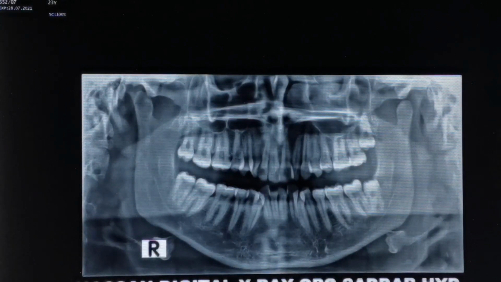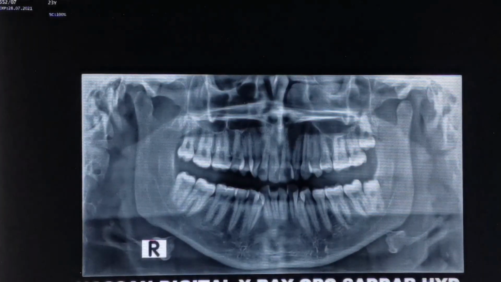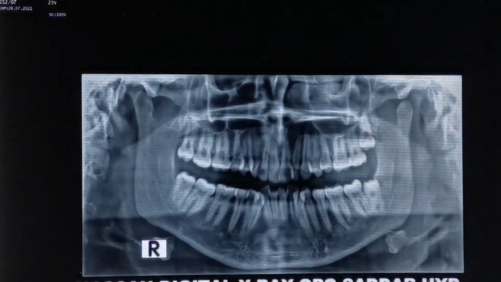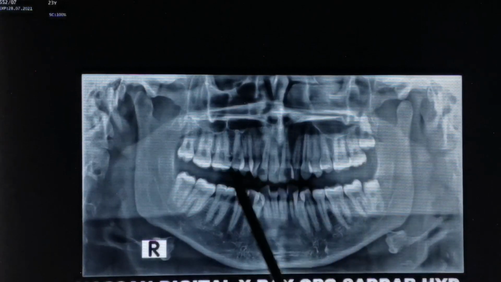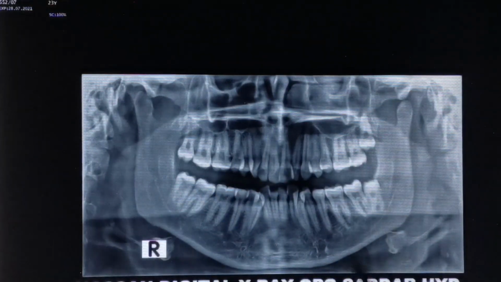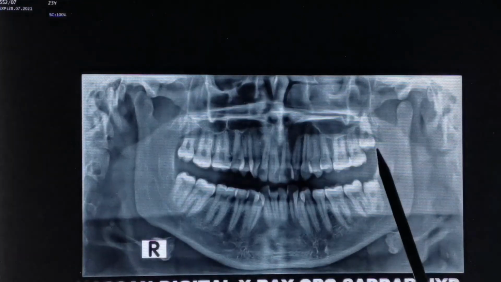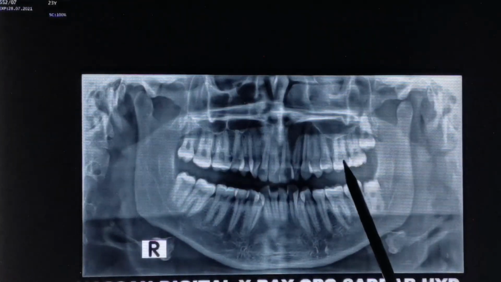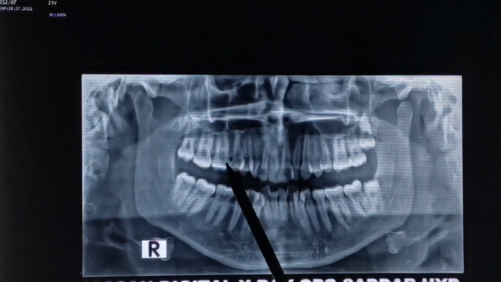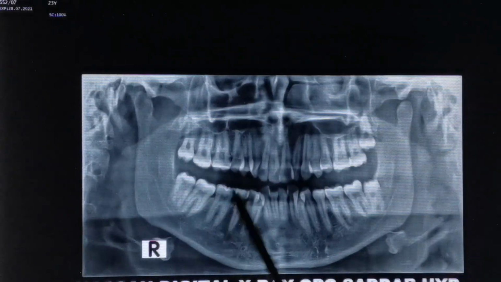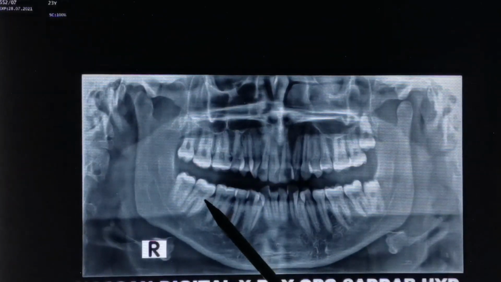As you can see in this OPG, you can see the teeth. The teeth are present in both the upper and lower regions, the maxilla and the mandible. You can see a number of teeth present here. You can also see the pulp chambers of the teeth, clearly along with the pulp canals.